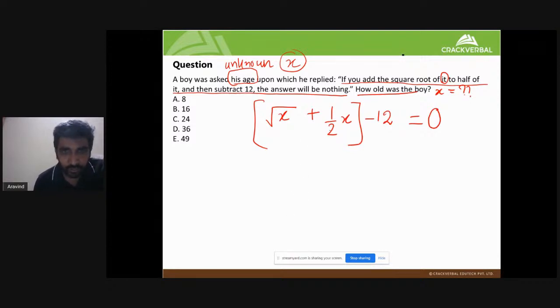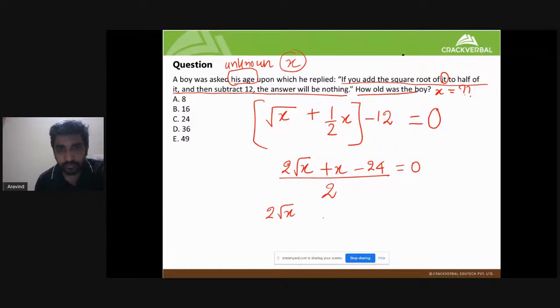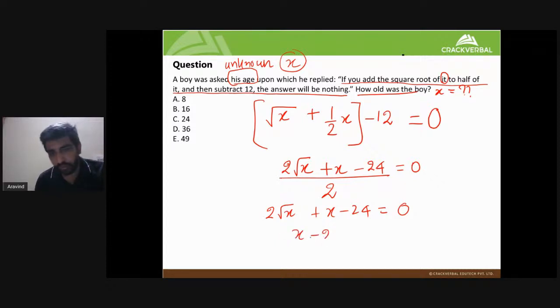So let's do a little bit of math here. The 2 is the LCM of all the three numbers. So we'll take 2 in the denominator. So this will be 2 root x plus x minus 24 equal to 0. We could now conclude that 2 root x plus x minus 24 equal to 0. Now we could take x minus 24 on the other side, so it becomes 24 minus x equal to 2 root x.